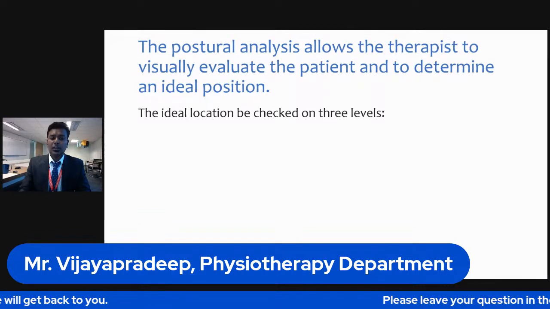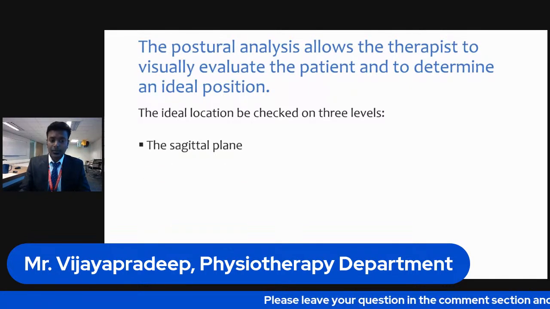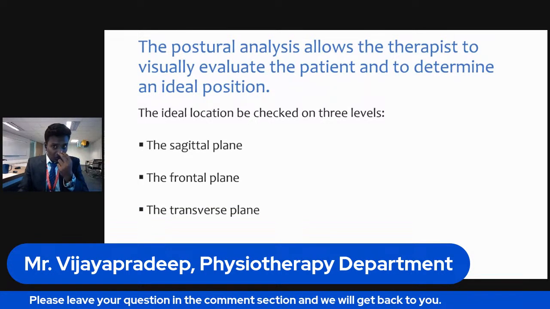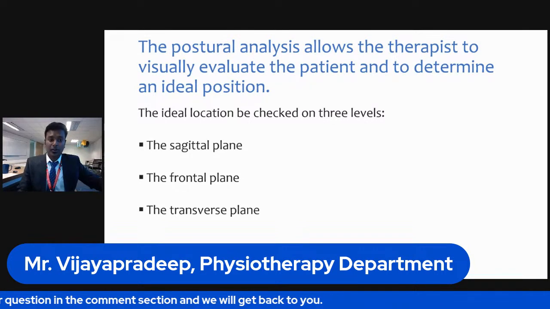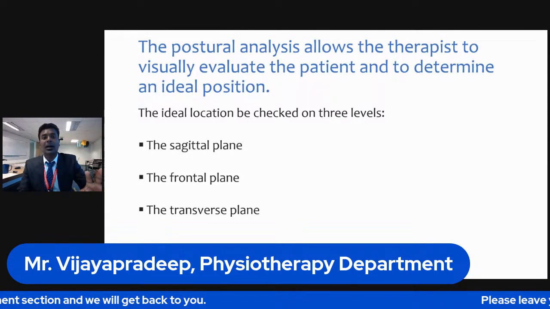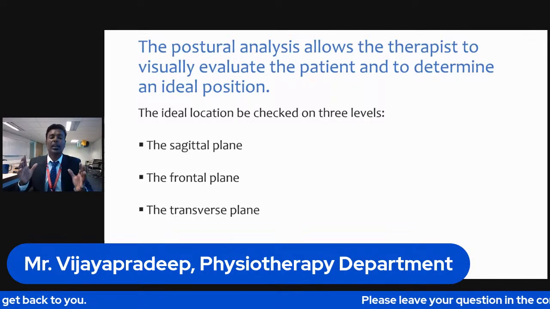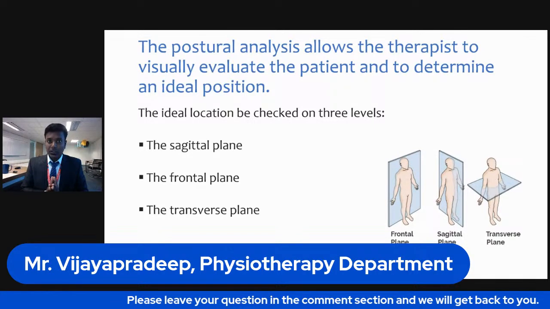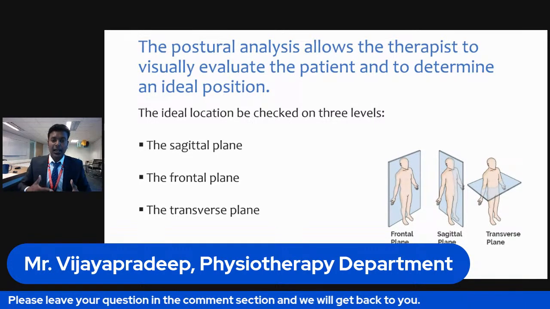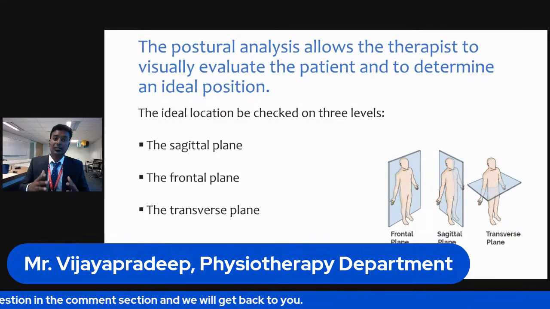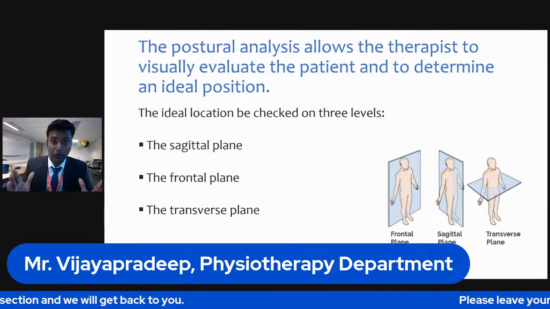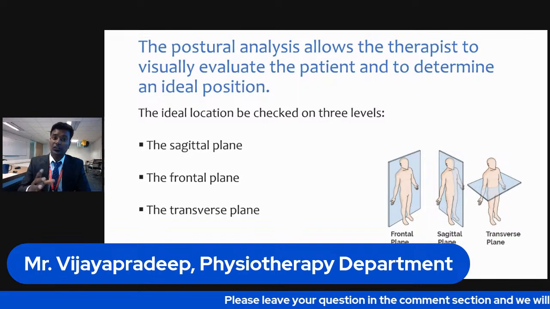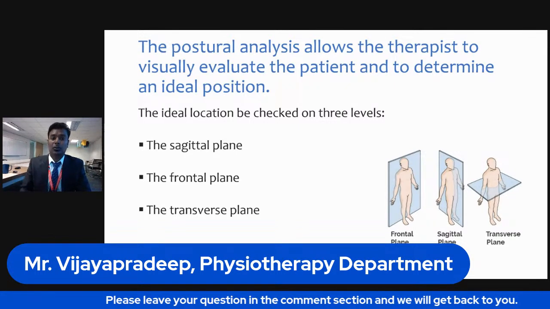The ideal posture we check on three levels: the classical concept, the axes and the planes. We do not come out from these axes and planes. Always we will be analyzing the patient's posture in all these three planes. In the frontal plane, we will be checking the anterior and posterior segments or structures of the body, whether they are aligned normally or not. Even with the help of the posture grid, we can analyze whether the person's body structures are aligned properly or not.